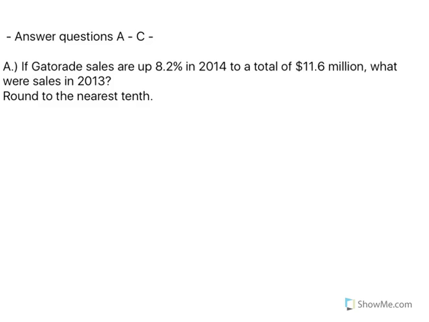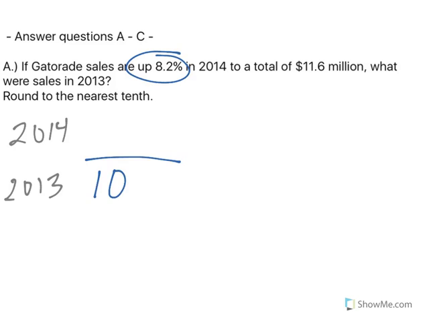All right, so this question has three distinct problems. They're all somewhat related. Part A. If Gatorade sales are up 8.2% in 2014 to a total of 11.6 million, what were sales in 2013? Okay, so we are comparing 2014 to 2013. And we know that sales are up 8.2%. So if they were our baseline of 100% in 2013 and they're up 8.2%, that would be 108.2. Right? That's half of our proportion.